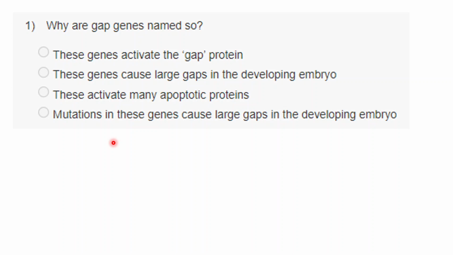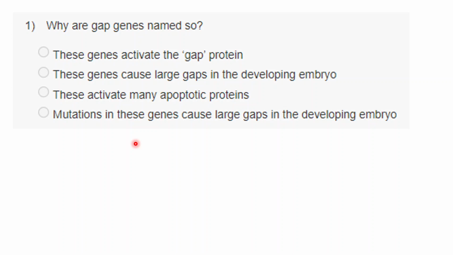Simontini, since you are here, you can mention your answer in the chat box. Read the question carefully and let me know what you think is the correct answer. Okay, I can see your answer. You think D. Why are gap genes named so? Mutations in these genes cause large gaps in the developing embryo. Okay.